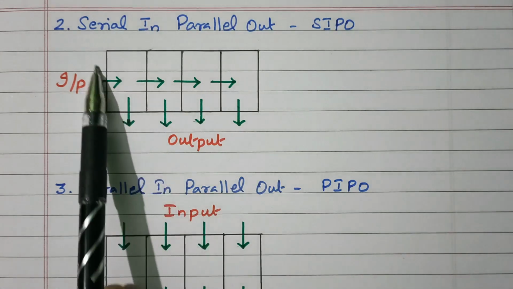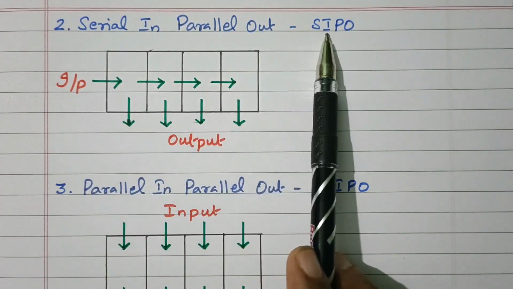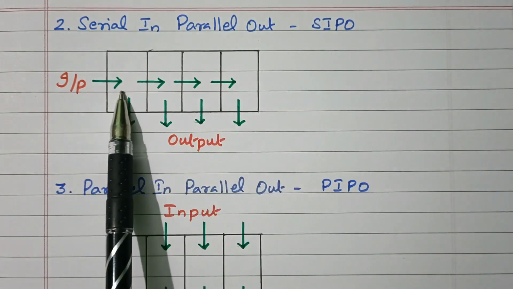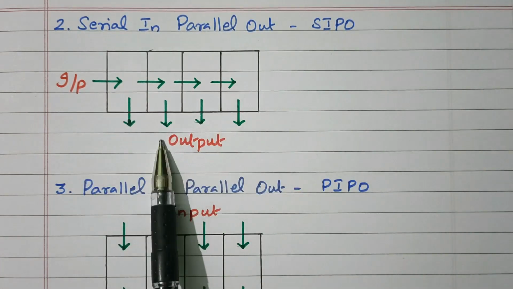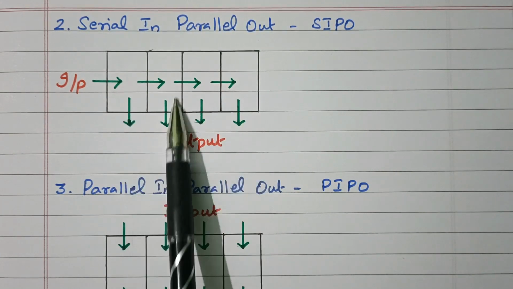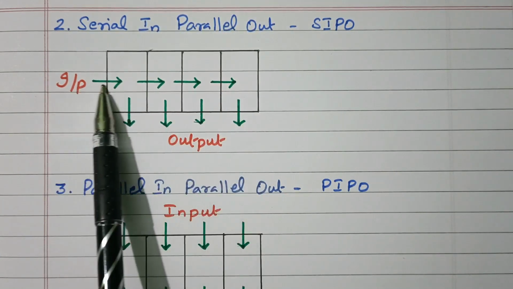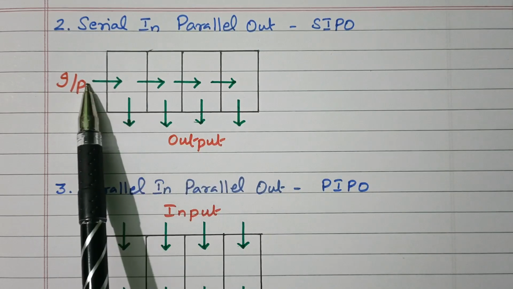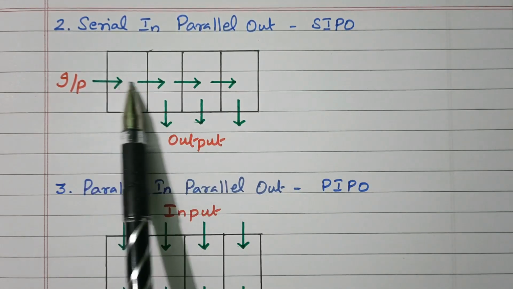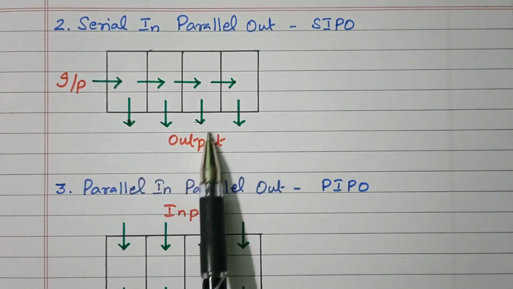The second type is serial in, parallel out, SIPO. See, the data is entered serially and the data goes out in parallel. Parallelly it is going out. Right. In the previous one, serial input, serial output. This is serial in. Data is given serially, but the data is taken out parallelly.